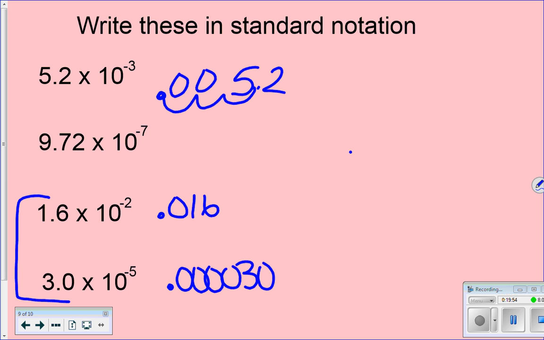Okay, so if I had this, 1.6, and I move it 2 spaces, 1, 2. Gotta remember there's a space in between that before that 1 too.